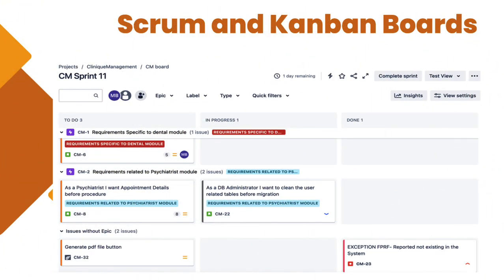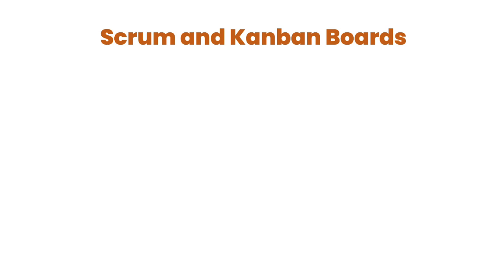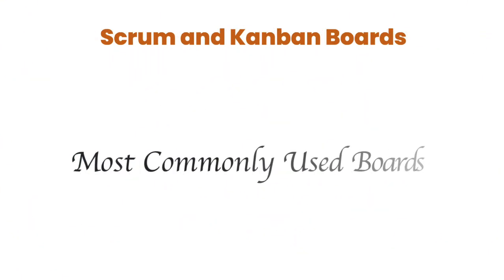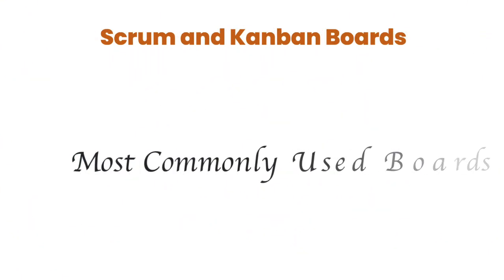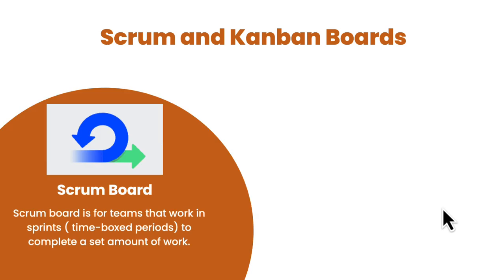So if we create a Scrum based project, Jira by default creates a Scrum board for us. Well, there are 2 types of most commonly used boards in Jira. That is the Scrum board and the Kanban board. Scrum board is for the teams that work in sprints. That is, which have time boxed periods to complete a set amount of work.